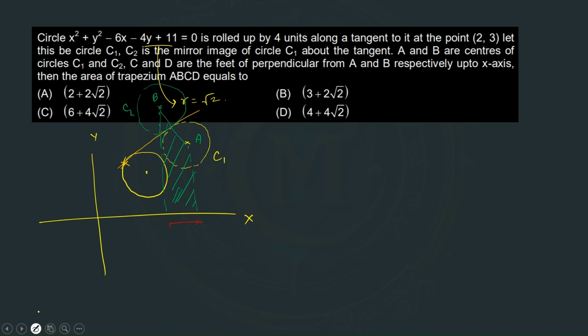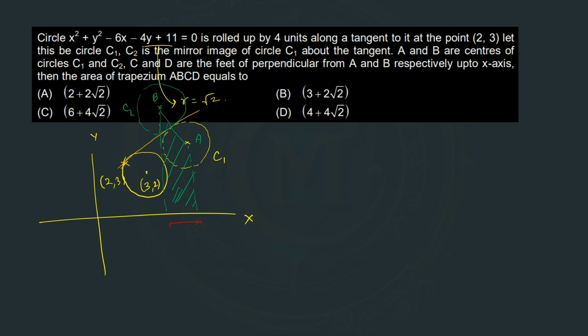Now how do we proceed? We can use the parametric equation of a line, because the distance traveled along the line is given in the question, which is 4 units. This is the center (3, 2), and this is the point (2, 3). If we travel along the tangent, first we need to know the slope of this tangent. Then we can calculate tan theta, and then sin theta and cos theta.